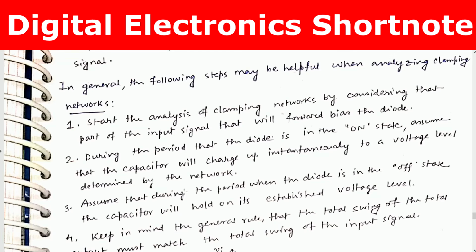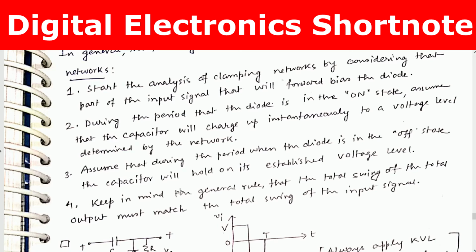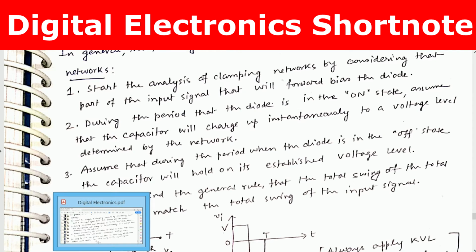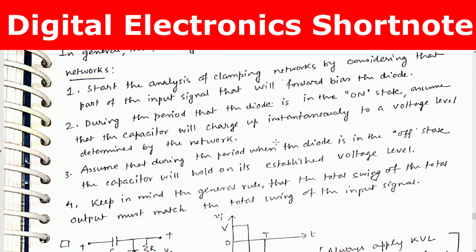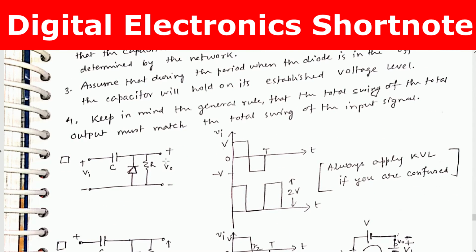In general, the following steps may be helpful when analyzing clamping networks. Start the analysis by considering that part of the input signal that will forward bias the diode. During the period the diode is in the on state, assume that the capacitor will charge up instantaneously to a voltage level determined by the network. Assume that during the period when the diode is in the off state, the capacitor will hold on to its established voltage level. Keep in mind the general rule that the total swing of the output must match the total swing of the input signal.